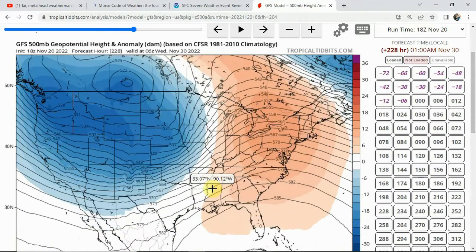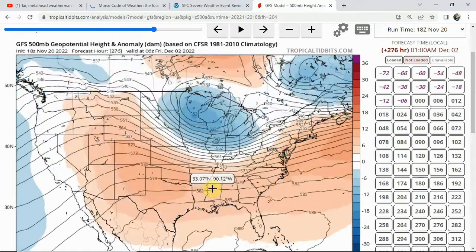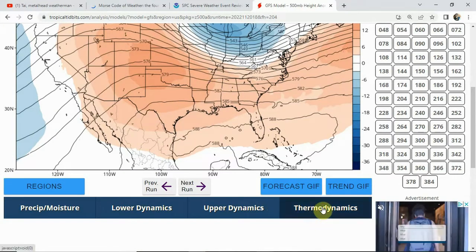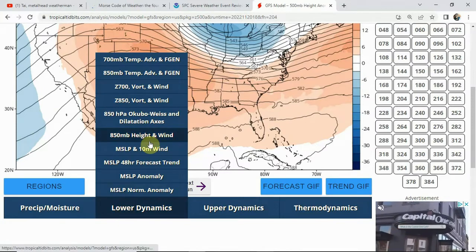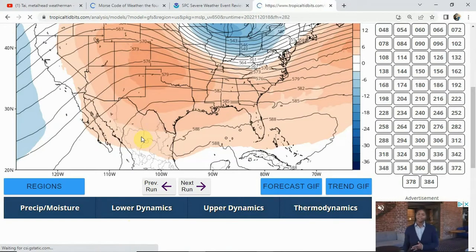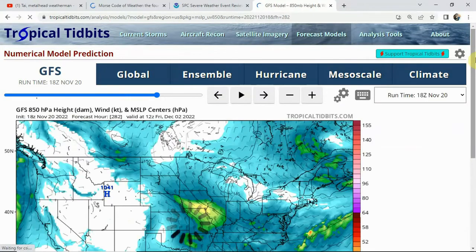And then here's our next big system. We'll have to watch that because that looks like it kind of has a trough ejection look to it. And then we just go from there. So that's looking at the higher levels of the atmosphere. And then when you look at the lower levels, here's our 850 millibar region. And we look at the height and wind, and this will show you what your low level jet looks like.